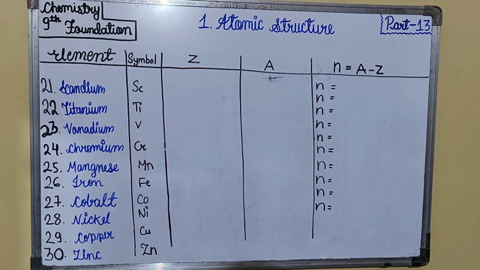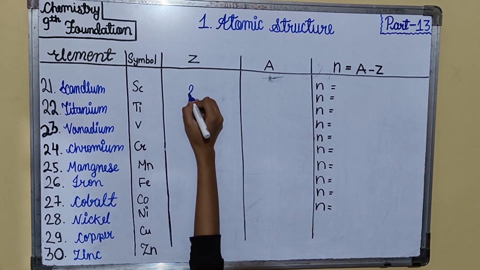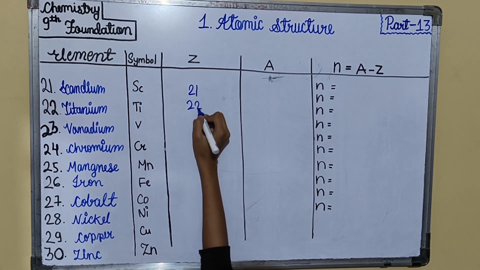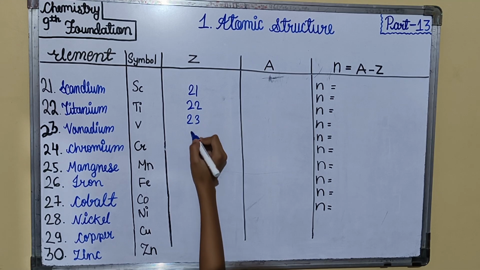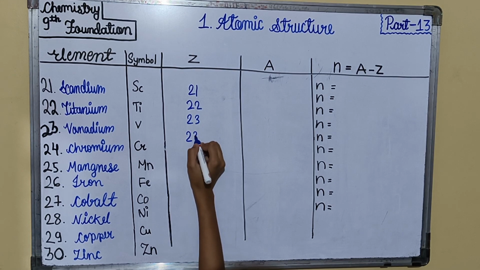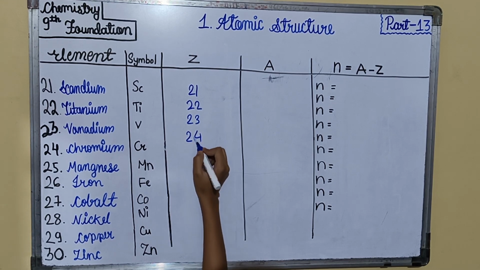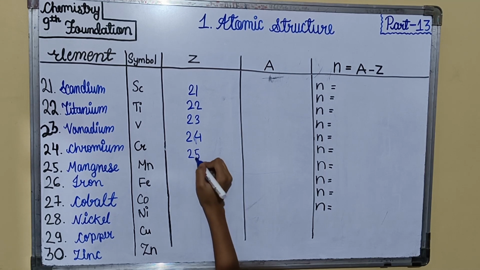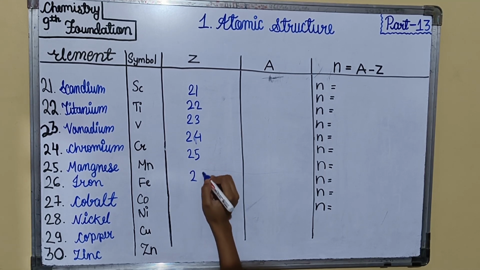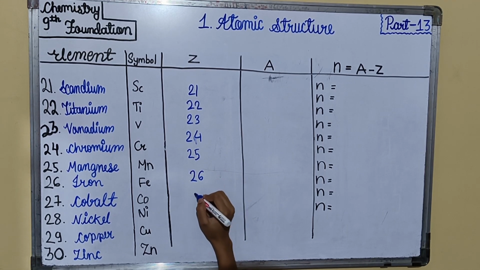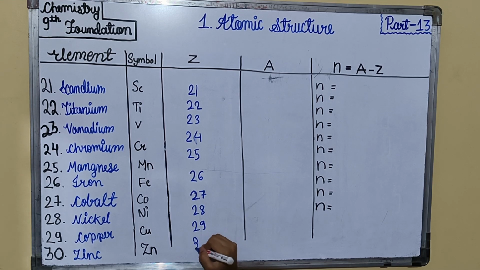Atomic number of scandium is 21. Atomic number of titanium is 22. Atomic number of vanadium is 23. Atomic number of chromium is 24. Atomic number of manganese is 25. Atomic number of iron is 26. Atomic number of cobalt is 27. Atomic number of nickel is 28. Atomic number of copper is 29. Atomic number of zinc is 30.